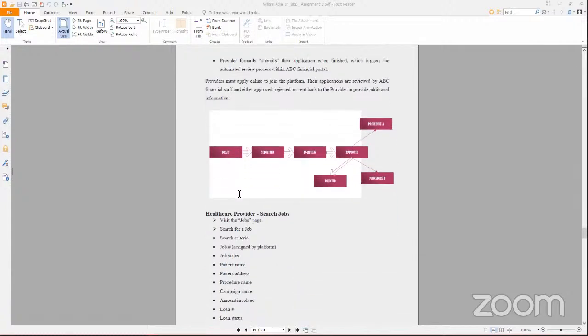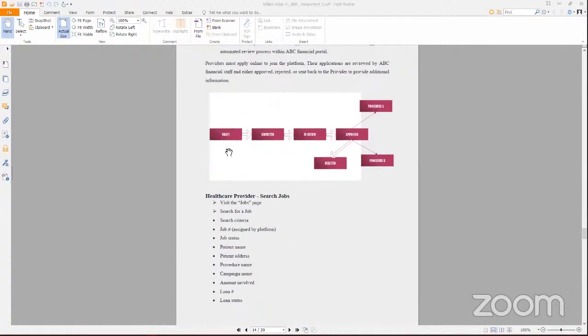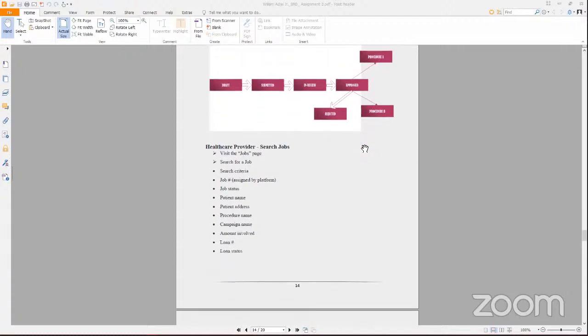And we have a use case diagram here. So the draft gets submitted, the in review gets approved, whether it's being rejected, then what kind of procedures you do, whether A or B.